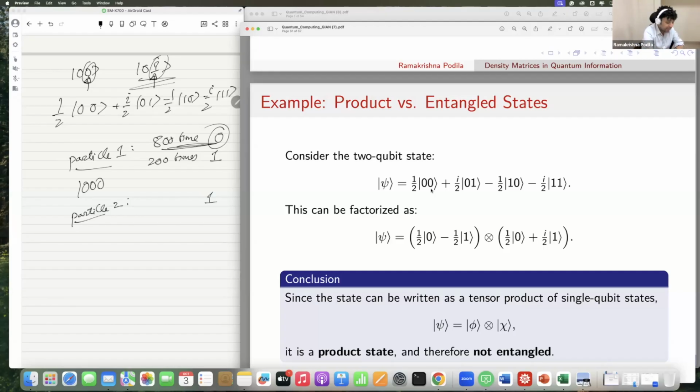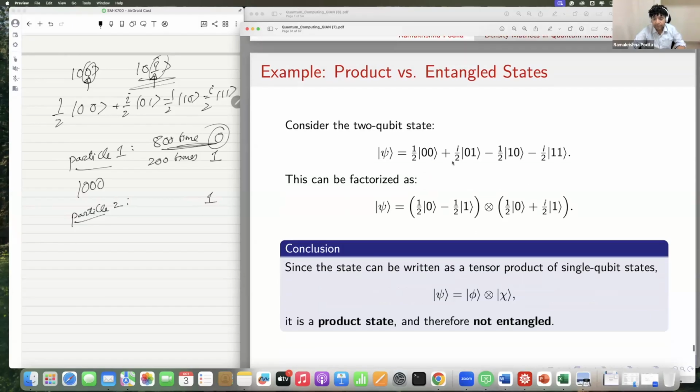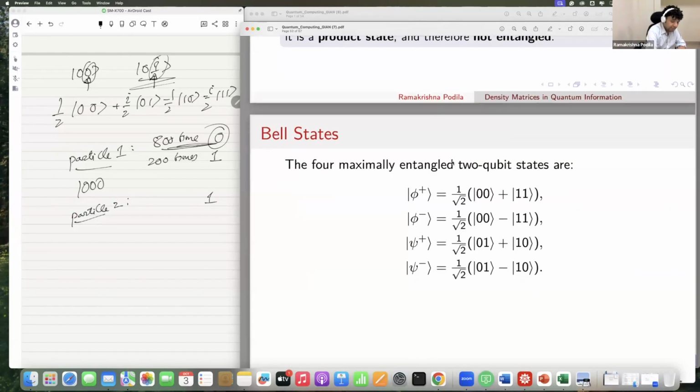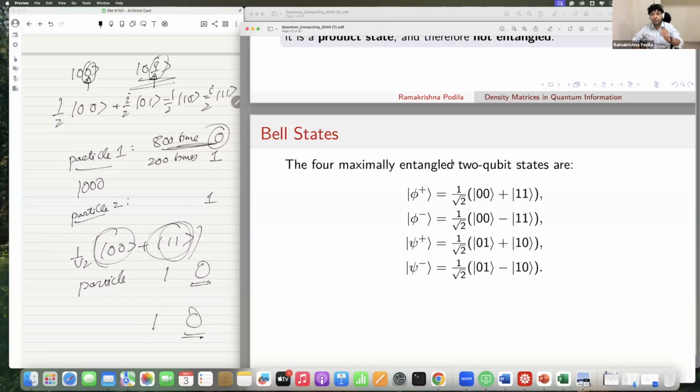But if you look at the Bell state, 1 over square root 2, 0,0 plus 1,1, now if I measure particle 1 and find it in 0, and I find particle 2 also in 0, then it must have come from only this state. There is no other way. Are you able to see that? If I measure this to be in 1 and I get this also to be in 1, it must have come from only this. There is no other way, because there is no other state.